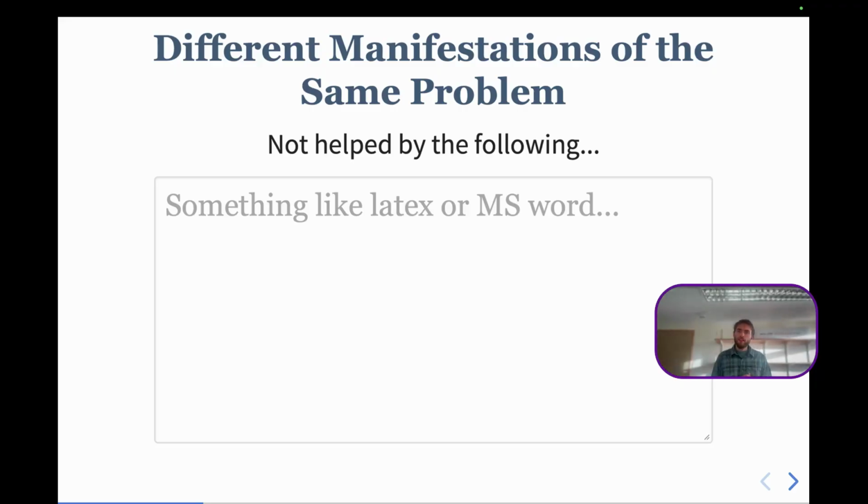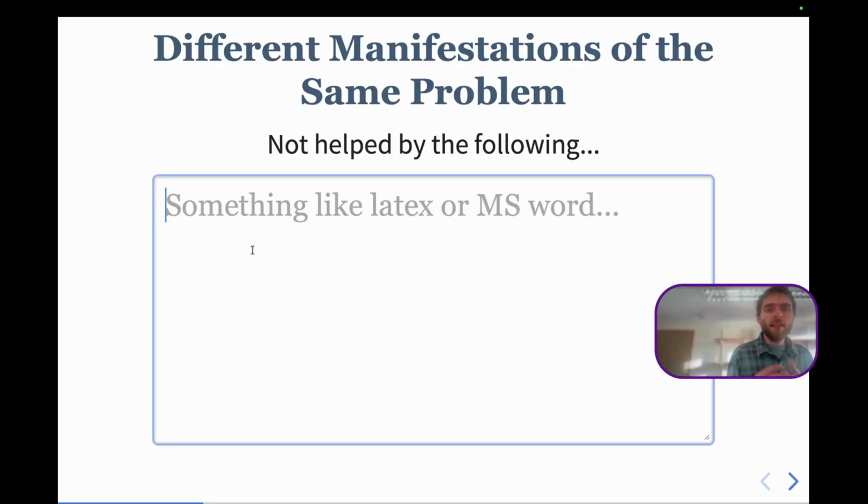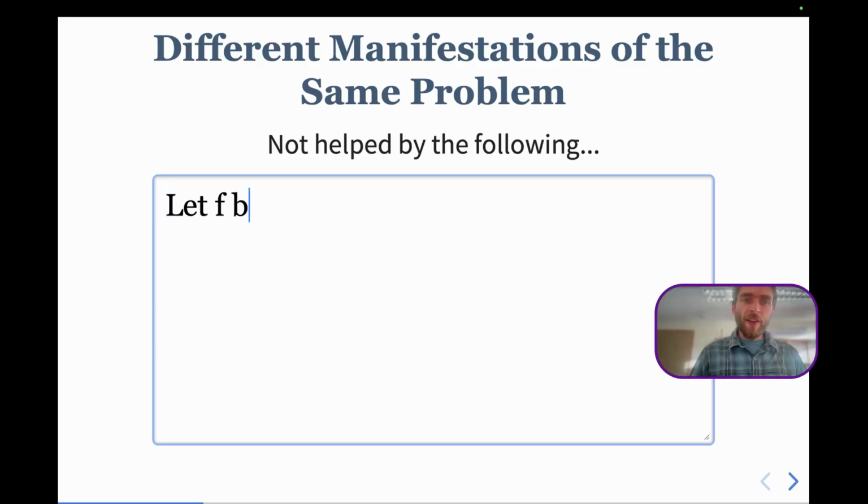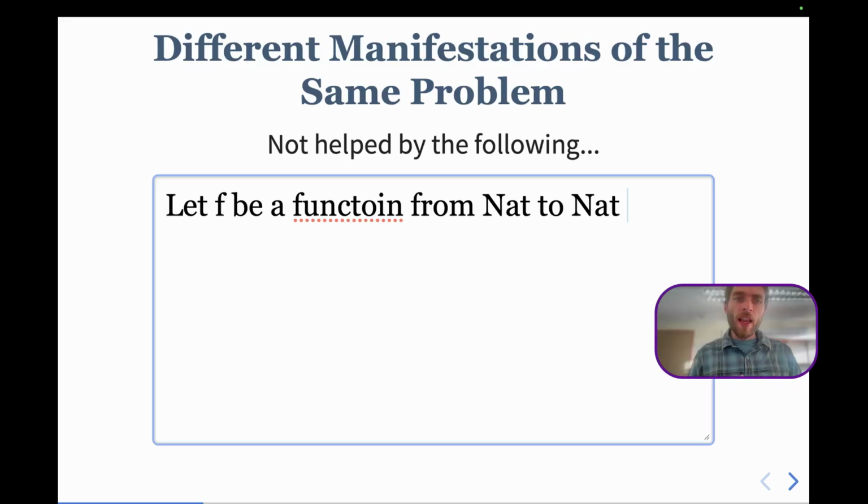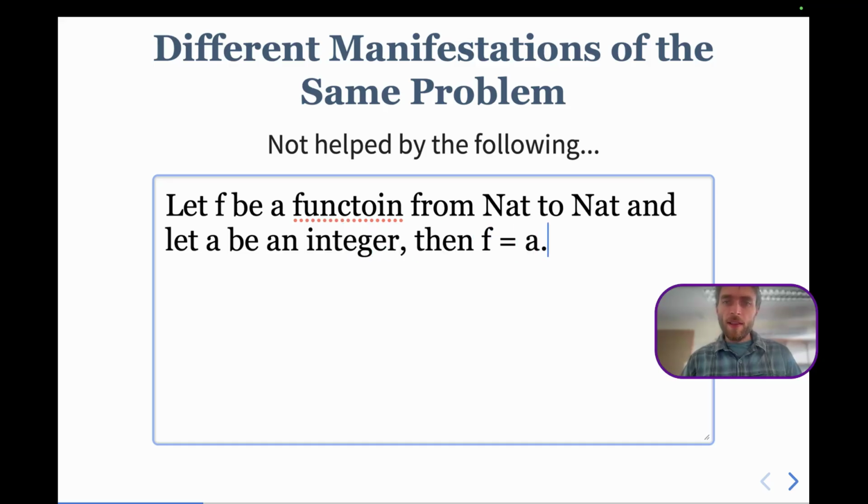But before telling you what the solution is, I wanted to show you how the problem is not helped by something. So this little text box here is akin to something like LaTeX or Microsoft Word. It's basically a text editor that's going to let me write stuff in. And you should think of this as me just writing into Microsoft Word or writing something into LaTeX. I'm going to write the following. Let f be a function from nat to nat, nat being the natural numbers. So let f be a function from the natural numbers to the natural numbers, and let a be an integer, then f is equal to a.